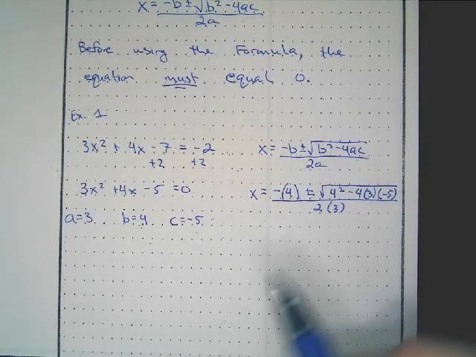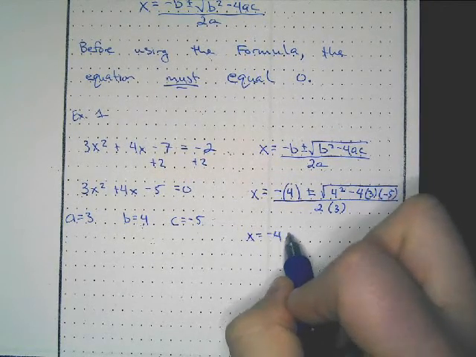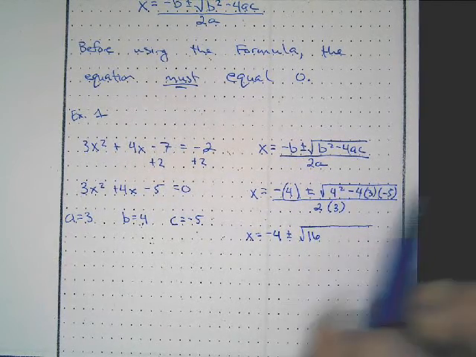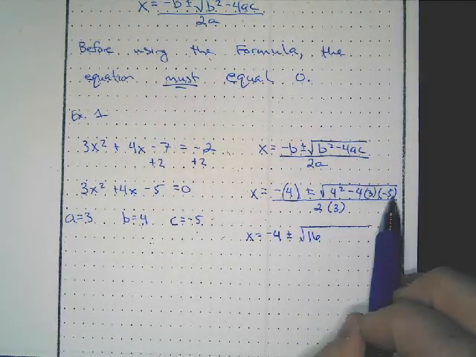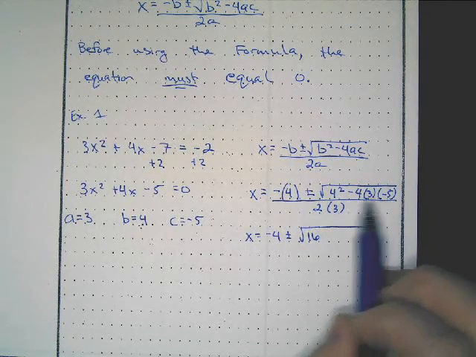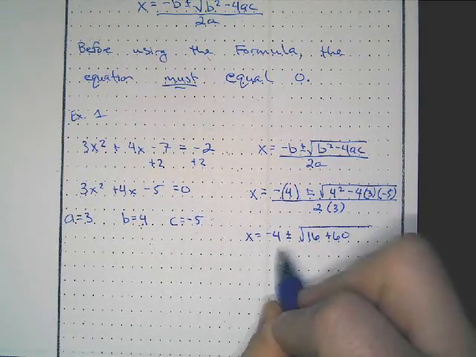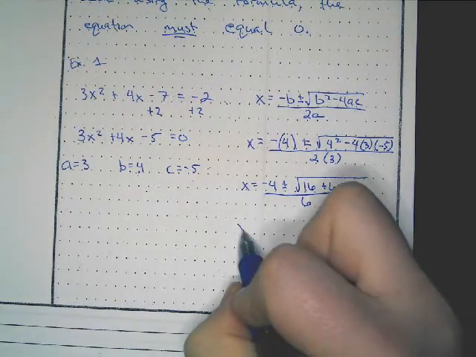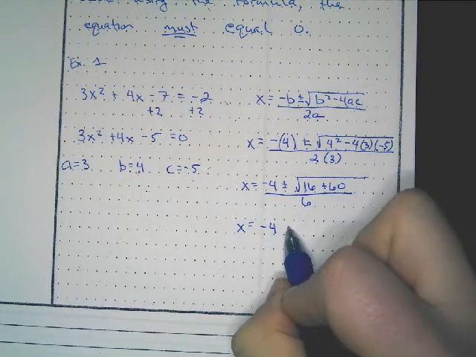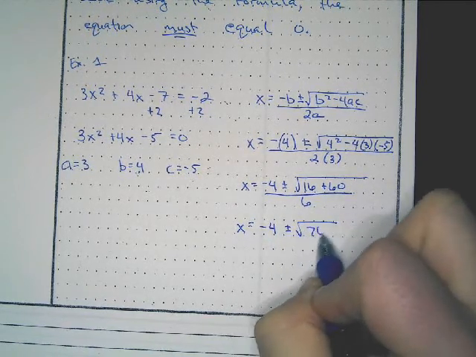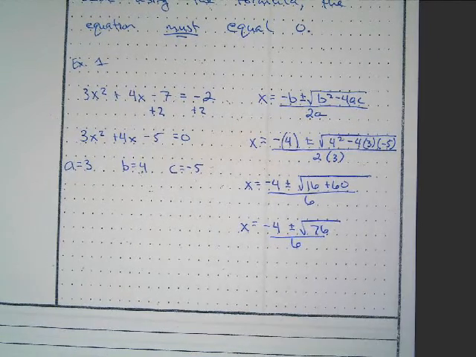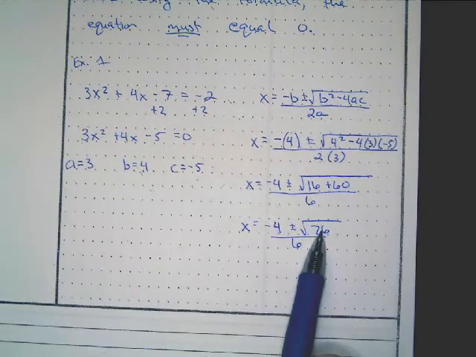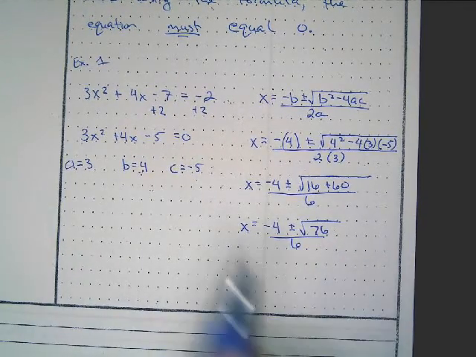Now it's just a matter of simplifying. So we'll say x equals negative 4 plus or minus square root. 4 squared is 16. Negative 4 times 3 times negative 5 would be positive 60, all over 6. So now we have x equals negative 4 plus or minus square root 76 over 6. Now can we simplify this any further? Let's look at the square root of 76 and see if we can simplify that.